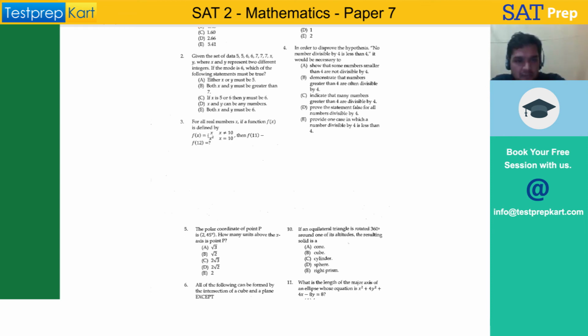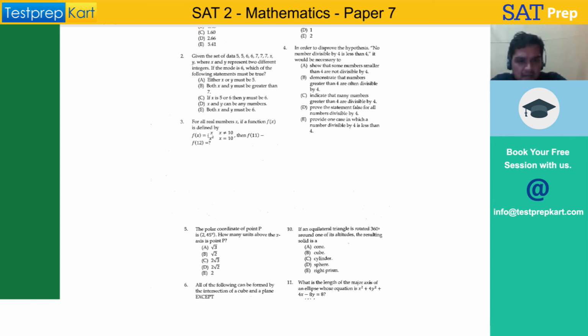So mode is 6 means 6 should come more than 3 times, because if it is still coming 3 times, then 6 and 7 both would be the mode. So for mode to be 6, 6 should come 4 times or more. So x and y both should be 6.